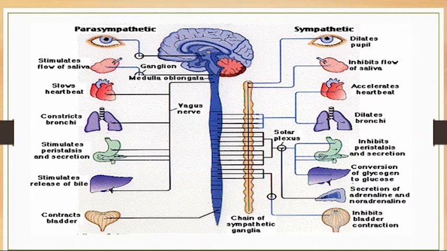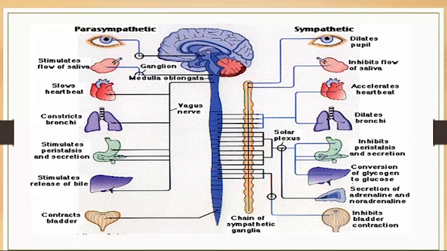So yan. So pag sa sympathetic naman, this part, so the dilate pupil, inhibits flow of saliva, so may controlling siya. And then accelerate the heartbeat, dilate bronchi, and then inhibit peristalsis and secretion under part of the stomach also, and then conversion of glycogen to glucose also, secretion of the adrenaline and noradrenaline, and also inhibit the bladder contraction. So yan, importante po yan.